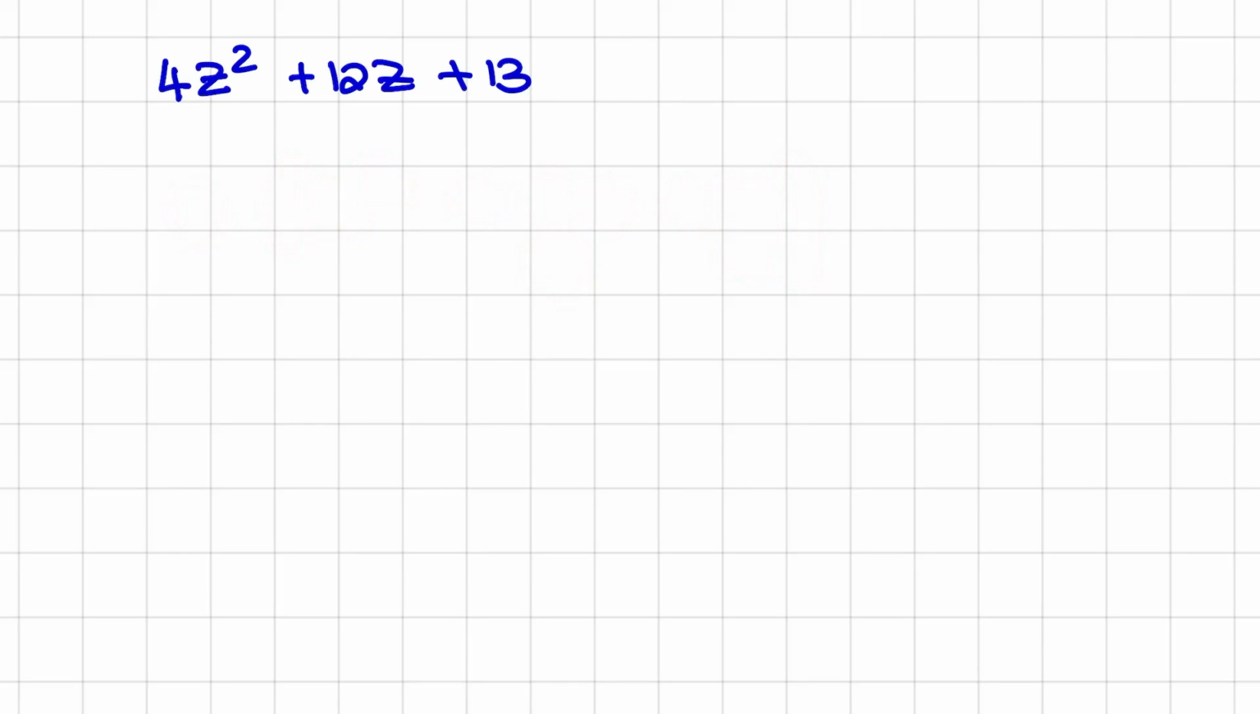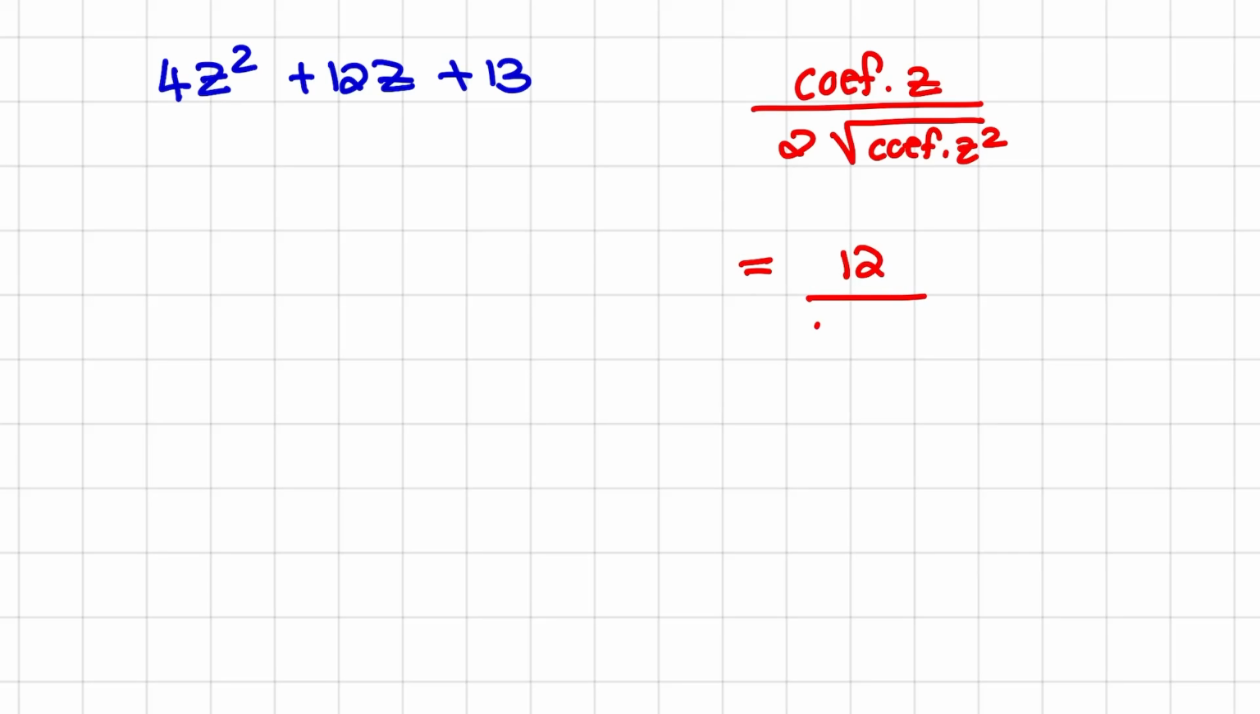What we are going to do is focus on the coefficient of z, which is our middle term, and divide that by 2 times the square root of the coefficient of z squared. So what it looks like is we have the coefficient of z, which is 12, and we are going to divide that by 2 times the square root of 4, which is the coefficient of z squared. And that leads to 3, because we have 12 divided by 2 times 2. So 12 divided by 4.